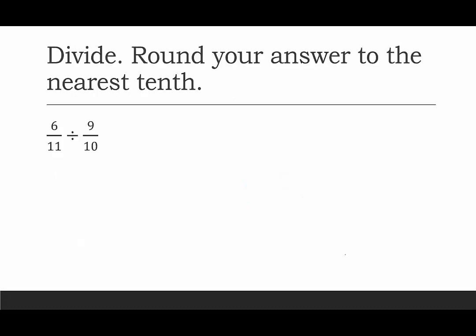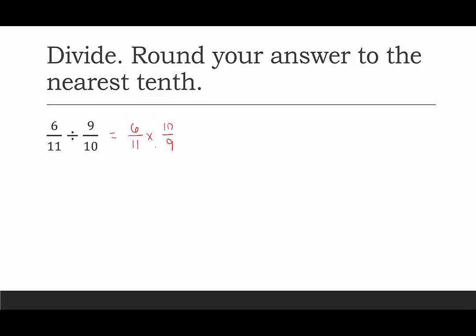Okay, let's get started. We want to divide, and we're going to round our answer to the nearest tenth. So the first thing we want to do here, remember, is write this as multiplication. So to write this as multiplication, we're going to keep the dividend the same, change this to multiplication, and multiply by the reciprocal of the divisor. The reciprocal is when you switch the values of the numerator and denominator. That will be 10 over 9.